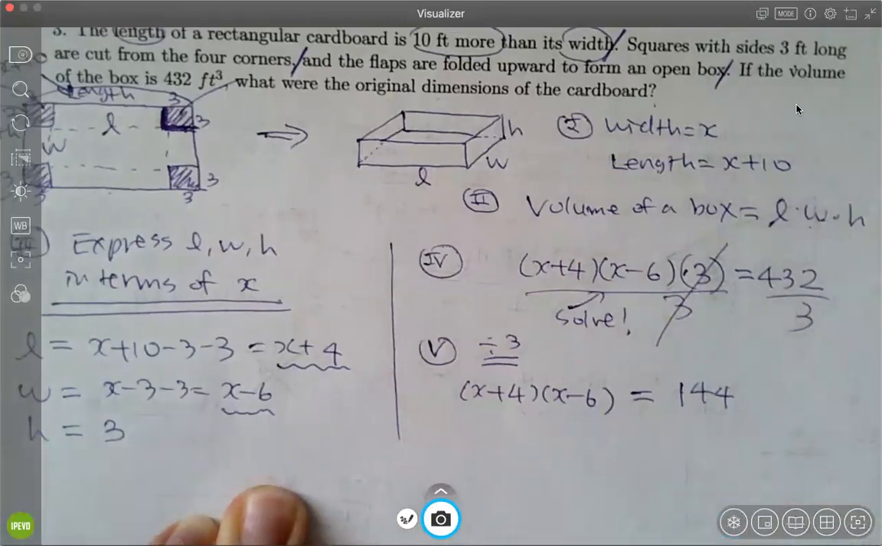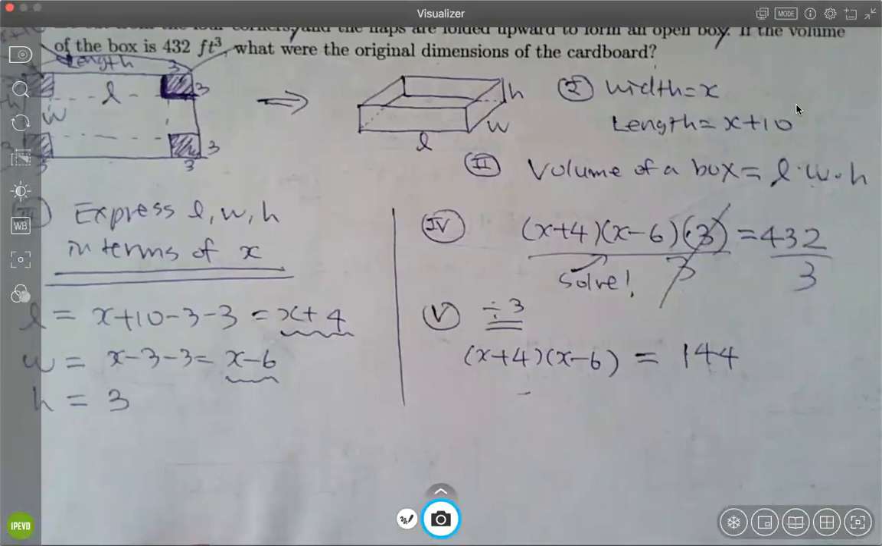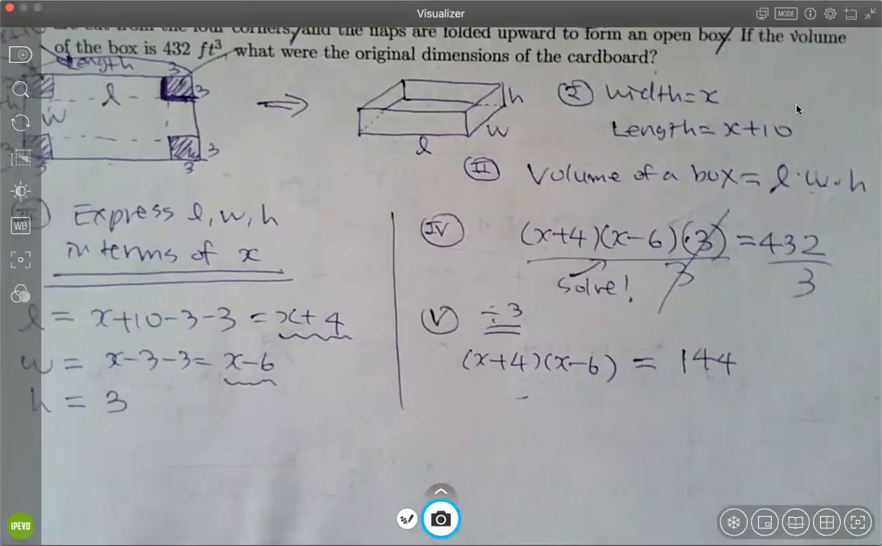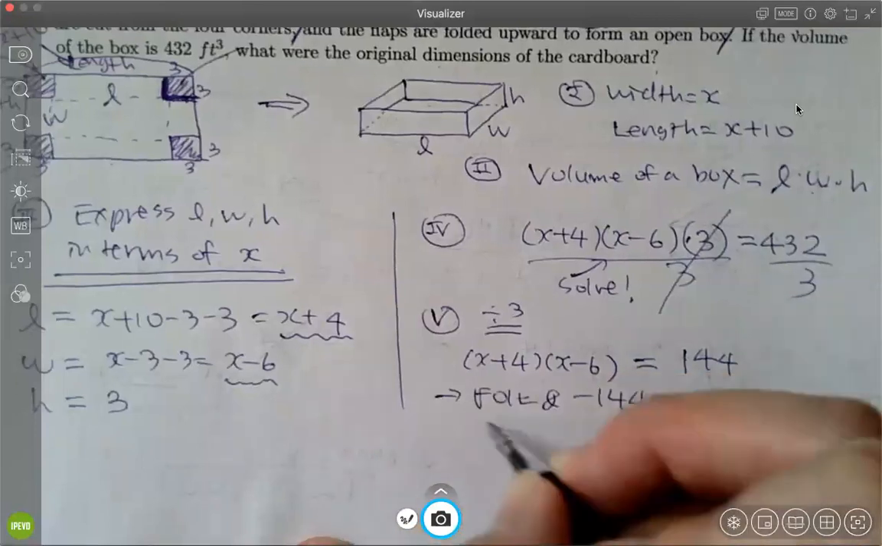So now, how do we solve this? Have we seen this kind of equation before? So what do we do here? There is only one way. Foil, and do one more thing: subtract 144. So we foil and subtract 144.